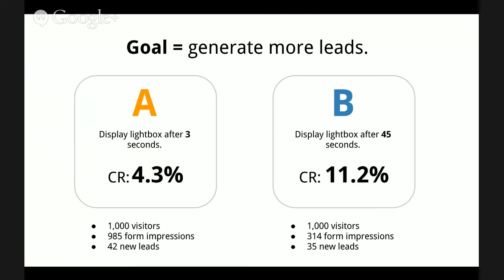Option A was run to 1,000 people. So was option B, right? Option A, because it appeared after only 3 seconds, was shown 985 times, whereas option B was only shown 314 times, resulting in 35 new registrations or leads. But option A actually got more new leads. The conversion rate was significantly lower, but the conversions were actually higher, right?